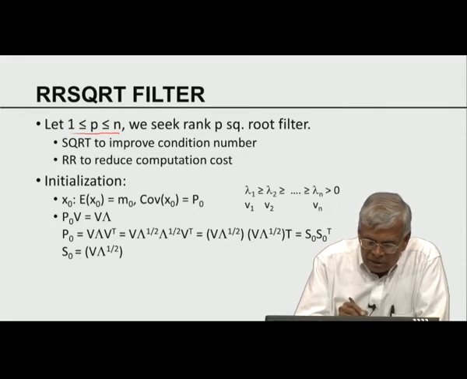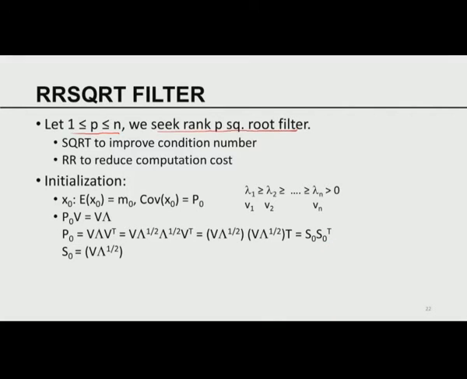So we are seeking a rank P square root filter. What is the use of square root? Square root filters generally improve the condition number. Condition number improves the quality of the numerical computation. Reduced rank generally reduces the computational cost. Why the computational cost? You can readily see that if the dimension is large, the cost is large.